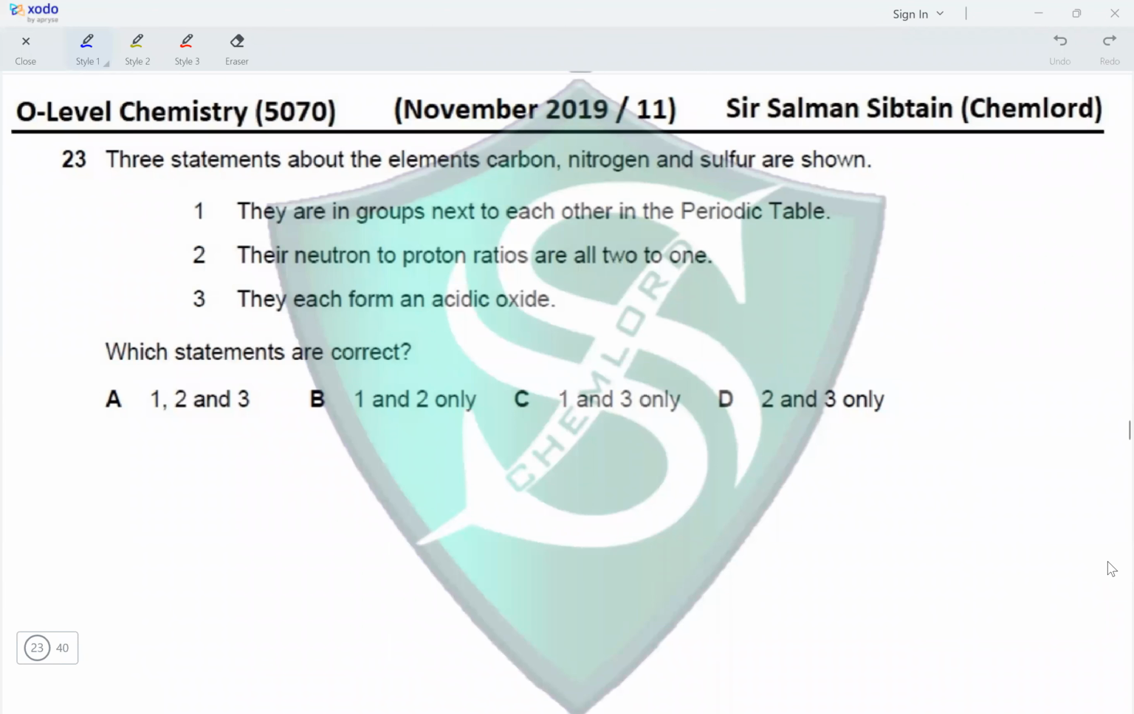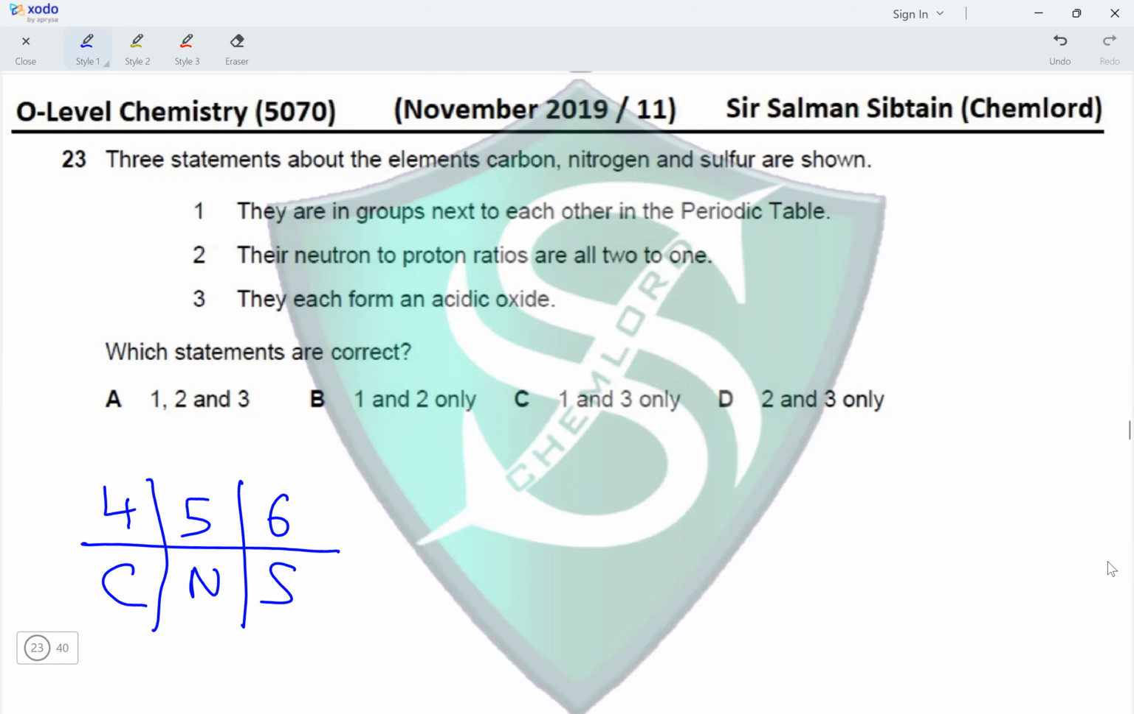Question 23. Three statements about elements carbon, nitrogen, and sulfur are shown. They are in groups next to each other in the periodic table. Yes, group 4 contains carbon, group 5 contains nitrogen, and group 6 contains sulfur. They are in groups next to each other. So statement 1 is correct. Statement 2, their neutron to proton ratios are all 2 to 1.